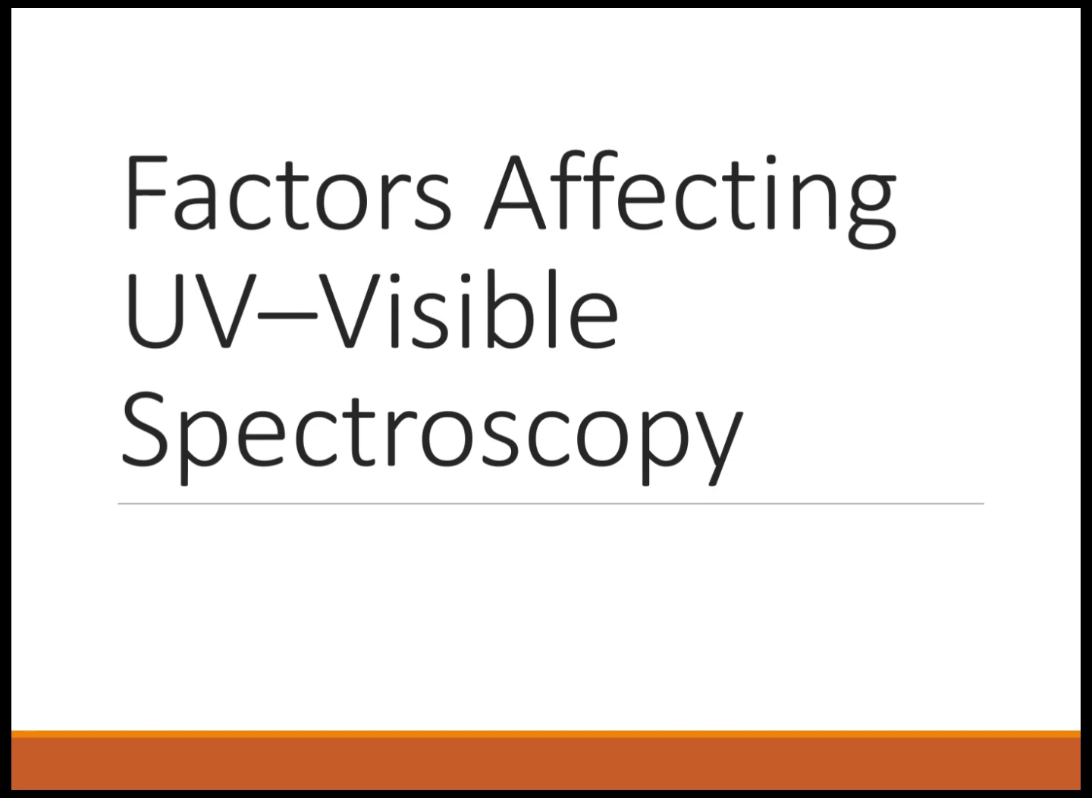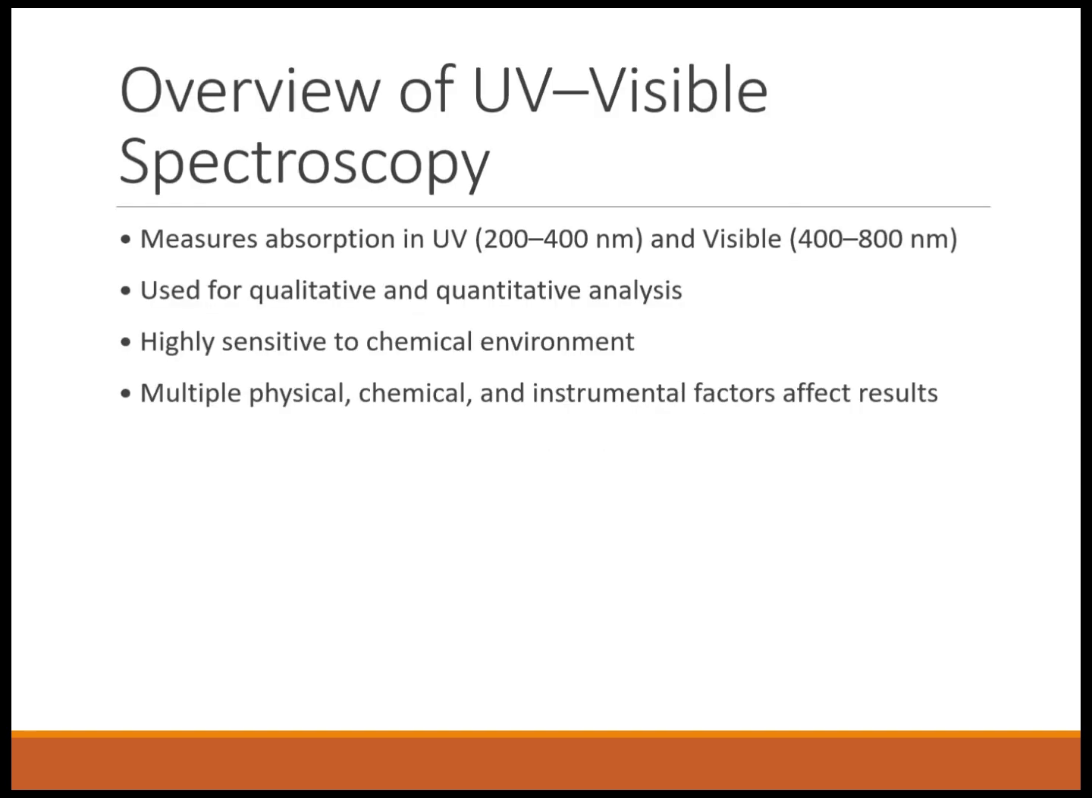UV visible spectroscopy is one of the simplest yet most powerful analytical tools used across chemistry, biology, nanotechnology, pharmaceutical sciences, and environmental analysis. However, the accuracy of UV visible results is highly dependent on several molecular, chemical, physical, and instrumental factors. Throughout this presentation, we will explore all major factors that influence spectra, how they cause spectral shifts, and how we can control these effects to obtain reliable analytical results.